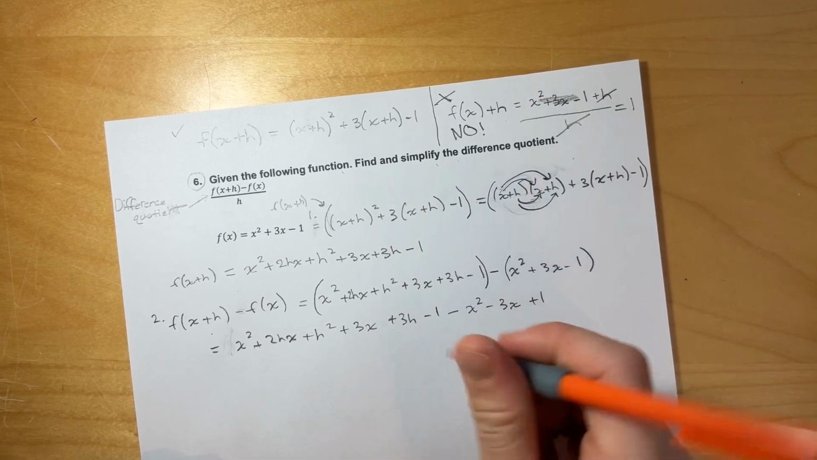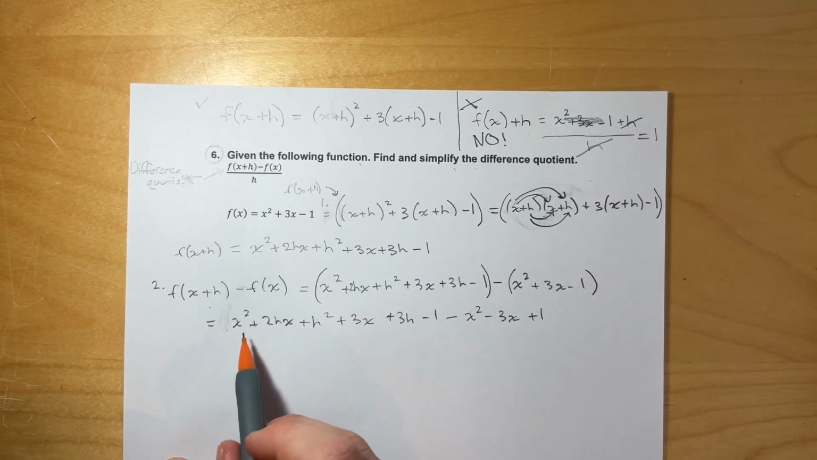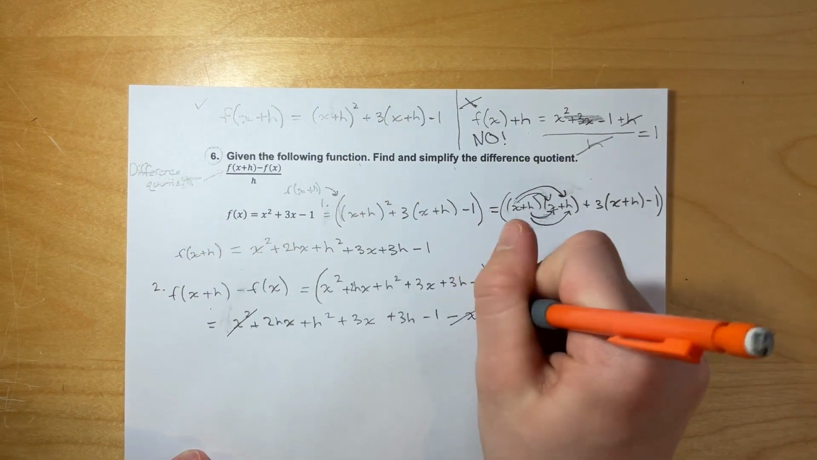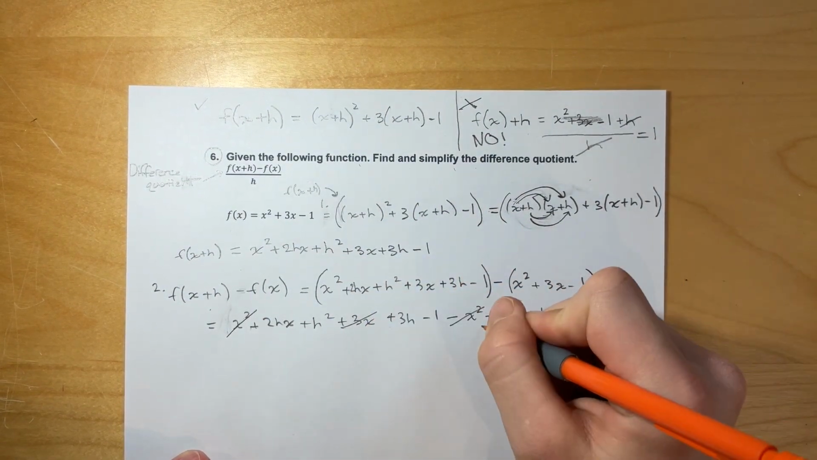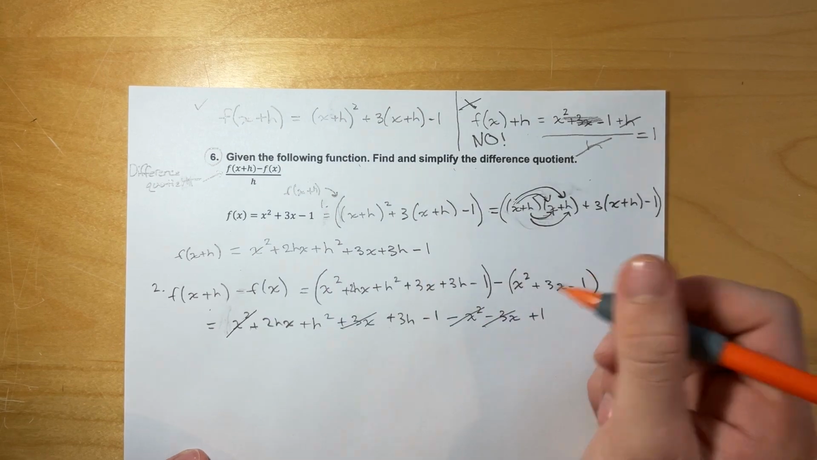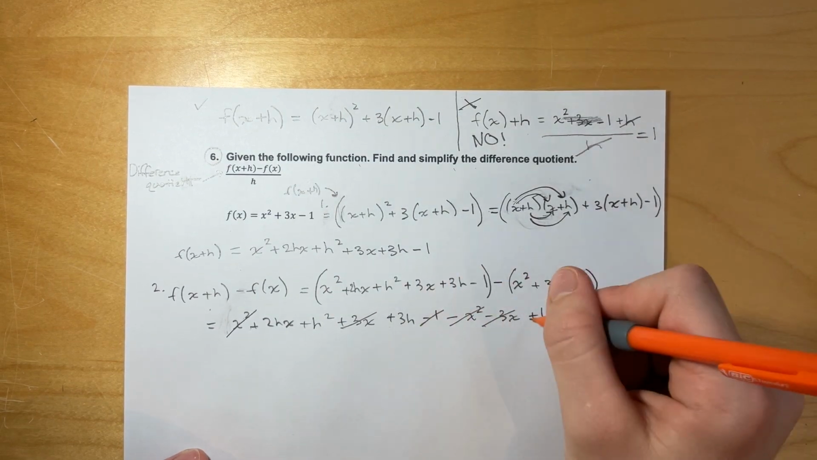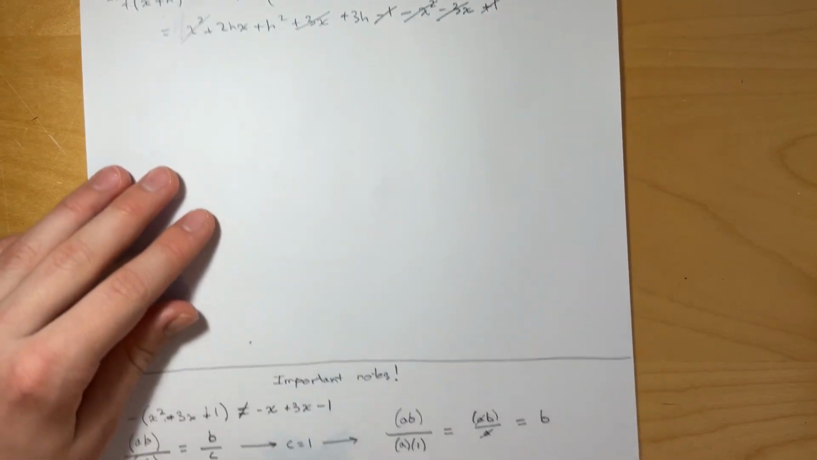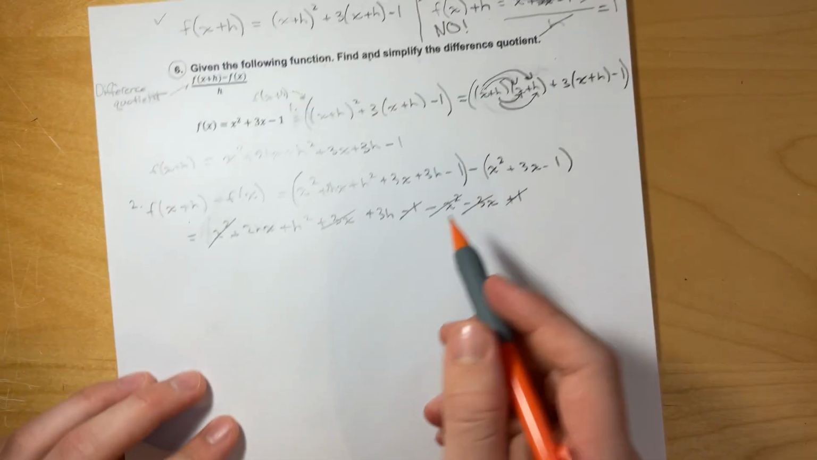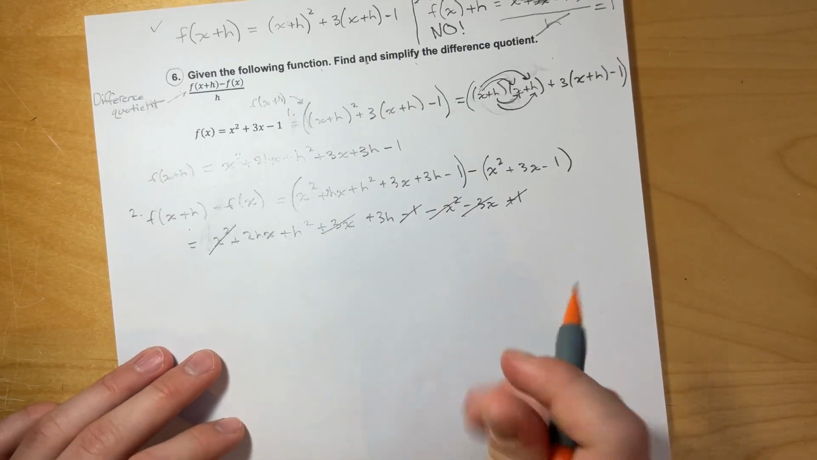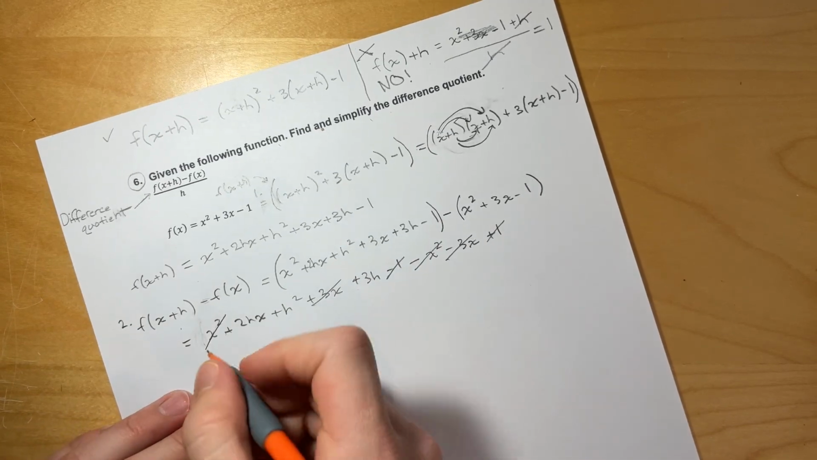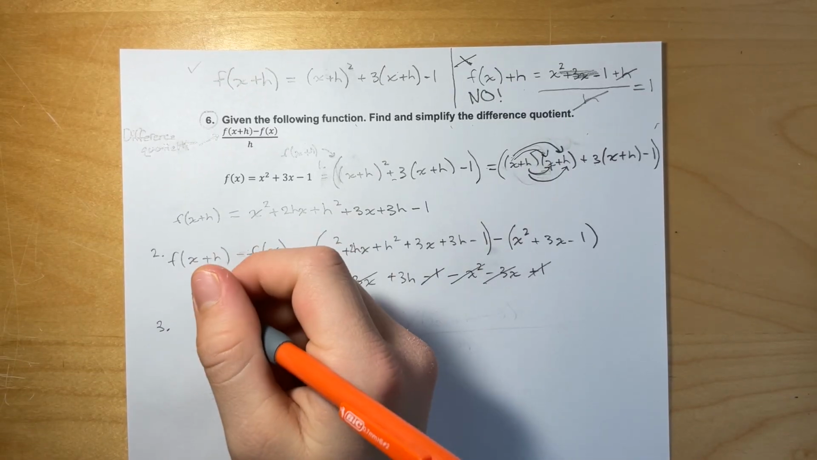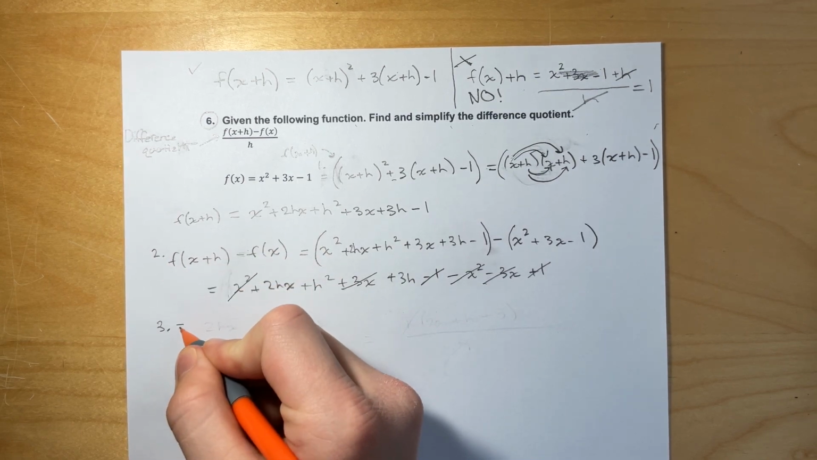We have some nice cancellation going on here. We have x squared minus x squared, plus 3x minus 3x, and then we have minus 1 plus 1. And if we did our distributing negative wrong, we would not be able to do this cancellation. It would just add up and make a huge mess. Okay, so step 3.